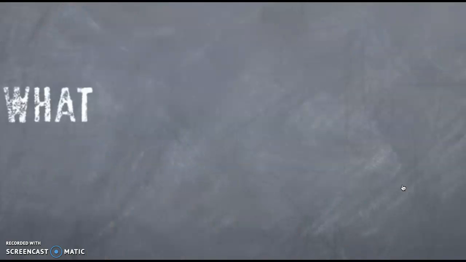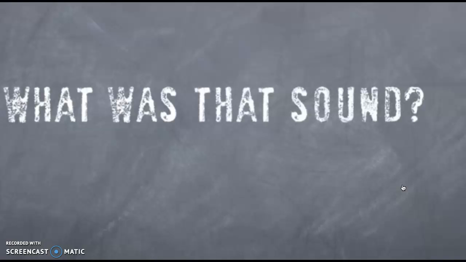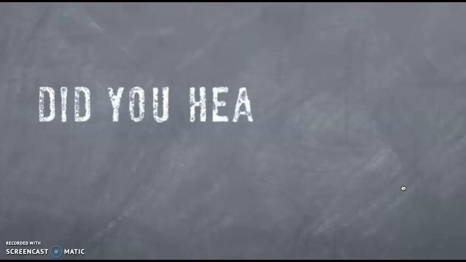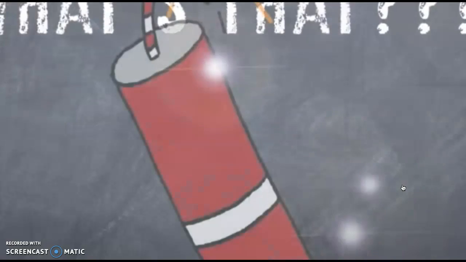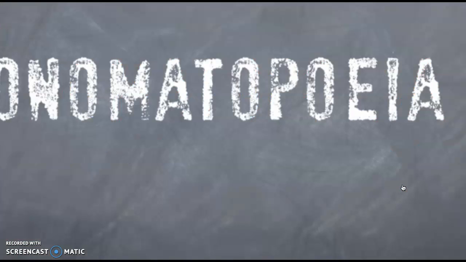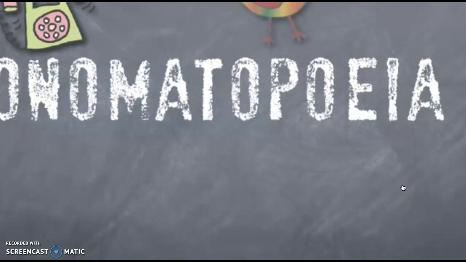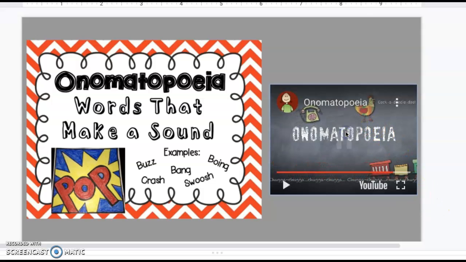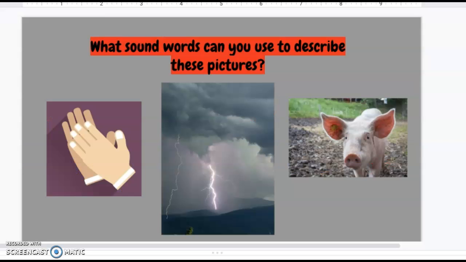Sniff, cough, chew, ow. What was that sound? Broom, honk, screech, crack. Did you hear that? What's that? Onomatopoeia. Kind of fun. Love that word. So here, what sound words can you use to describe these pictures?